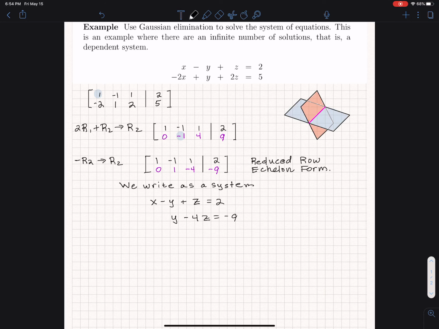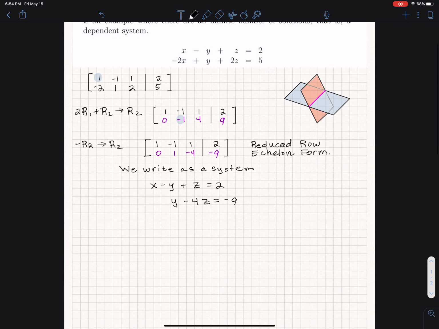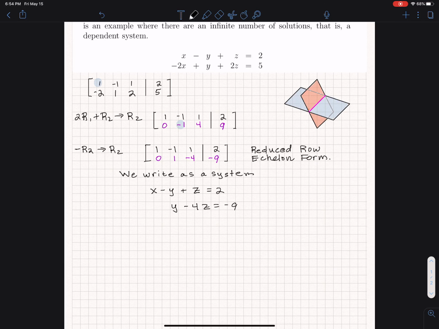Okay, now if you notice, there's no way to solve for z. So we let z be any number, which I'm going to denote as a parameter t. t is any real number, so we can think of that as a parameter.